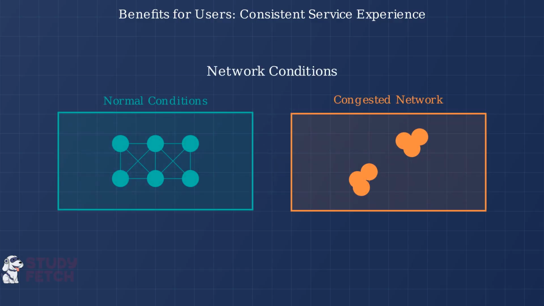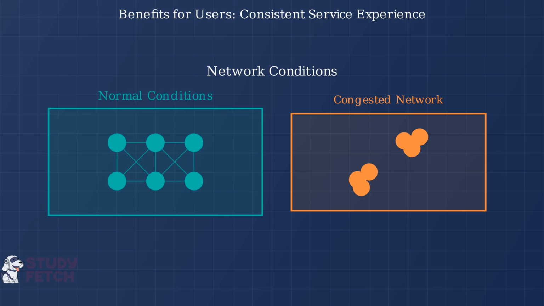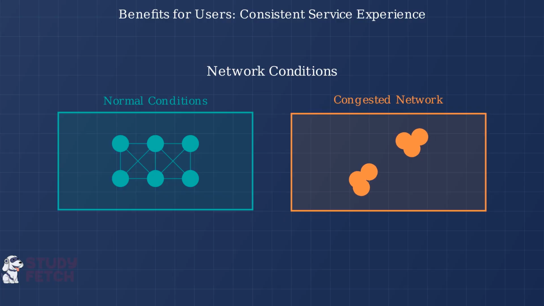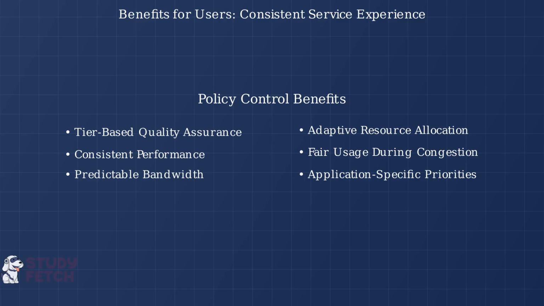What makes 5G policy control particularly valuable is how it maintains consistent service across varying network conditions. During normal conditions, all users enjoy optimal service. But when networks become congested, policy control ensures that subscribers still receive appropriate service levels relative to their tier. Let's look at the specific benefits users receive from consistent policy control. Policy control ensures tier-based quality assurance, consistent performance, and predictable bandwidth. It also enables adaptive resource allocation, fair usage during congestion, and application-specific priorities.